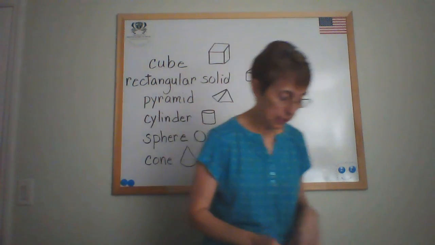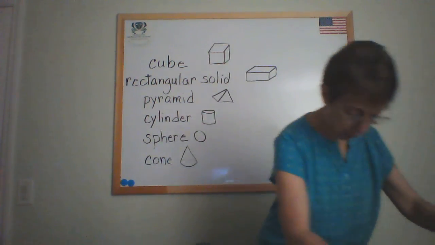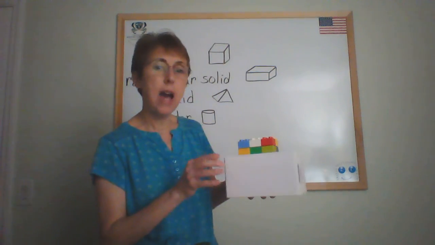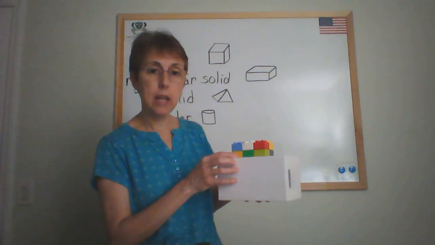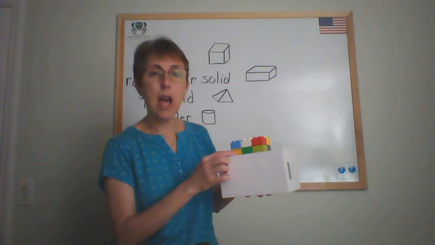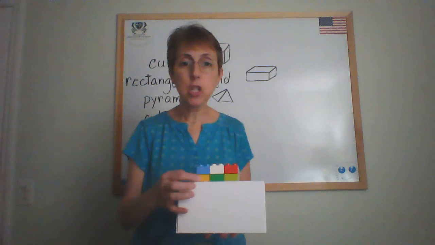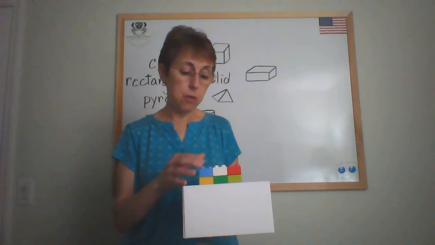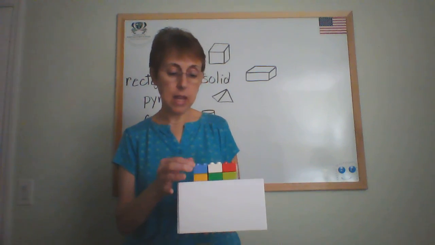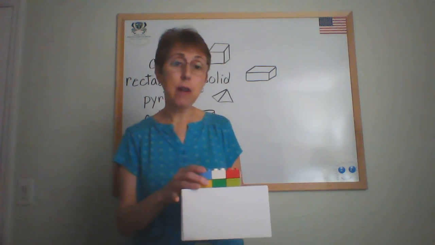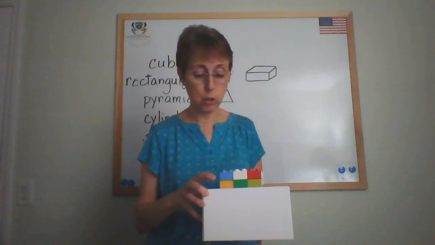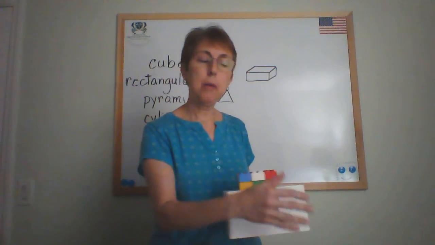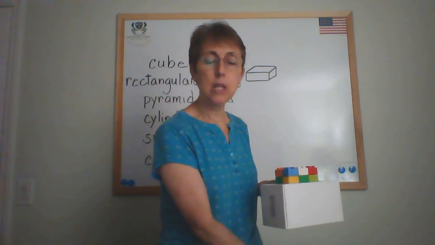Now, this one is a little bit different. This rectangular solid is made up of small cubes. The best that I had here at home were these Legos, and they're not actually cube shaped. These are more of a rectangular solid, because they have 4 sides that are rectangles and 2 sides that are squares. But this was the closest that I can get to help you understand what you see in the picture here.